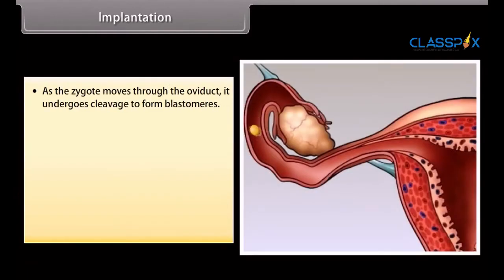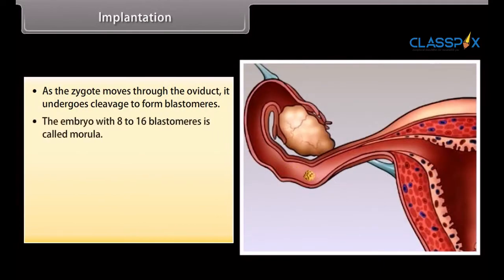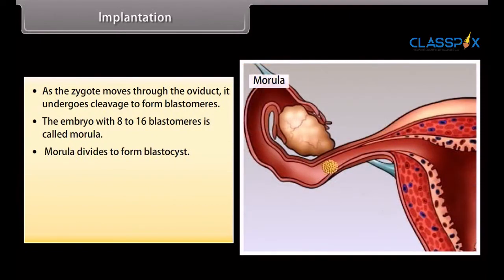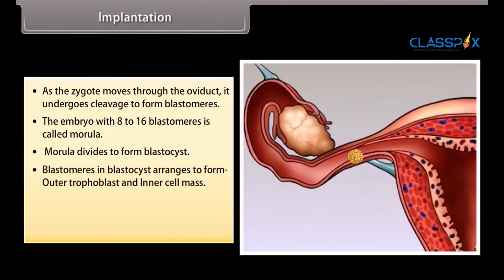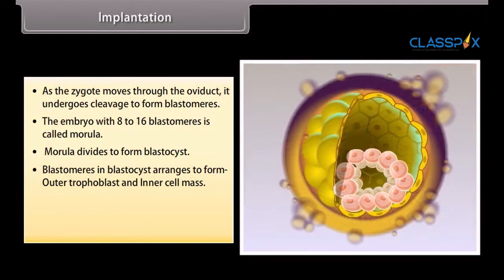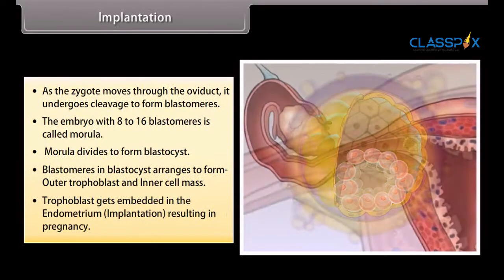Implantation. As the zygote moves through the oviduct, it undergoes cleavage to form blastomeres. The embryo with 8 to 16 blastomeres is called morula. Morula divides to form blastocyst. Blastomeres in the blastocyst arrange to form the outer trophoblast and inner cell mass. The trophoblast gets embedded in the endometrium, called implantation, resulting in pregnancy.